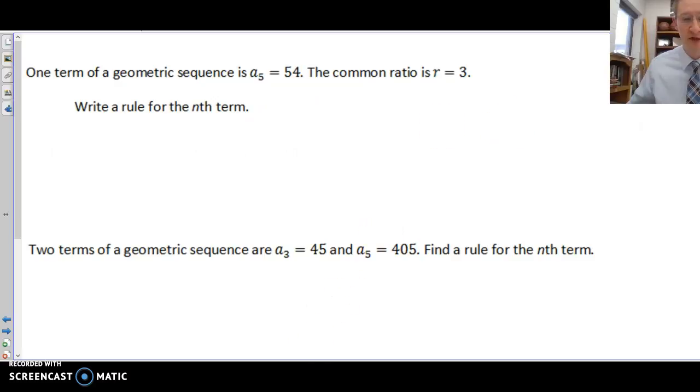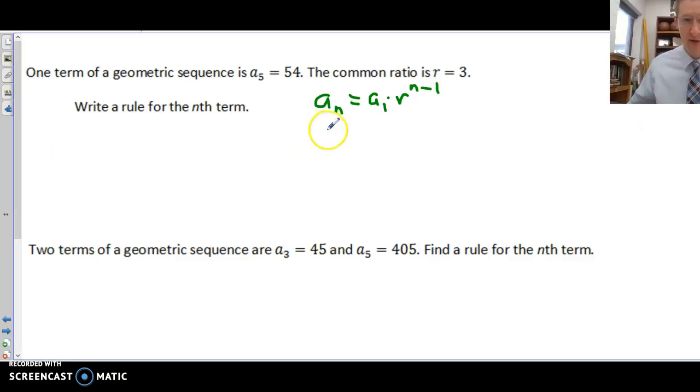All right, well, things that we need to know to write a rule for the nth term of a geometric sequence. If you remember from the first video, my nth term is always going to be found by taking the first term, whatever it is, times the common ratio raised to the n minus 1 power. Now, what we know in this case is we know the common ratio is 3, but we don't know the first term. We know the fifth term. So we're going to play a little algebra game called plug stuff in and then solve for what we know now. So I know that the fifth term is 54.